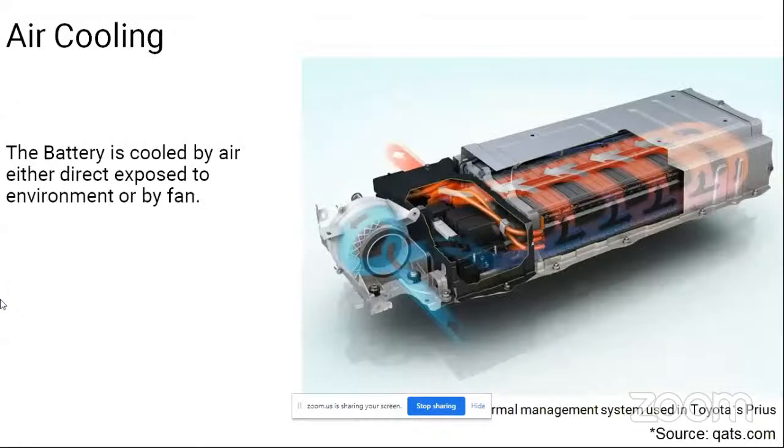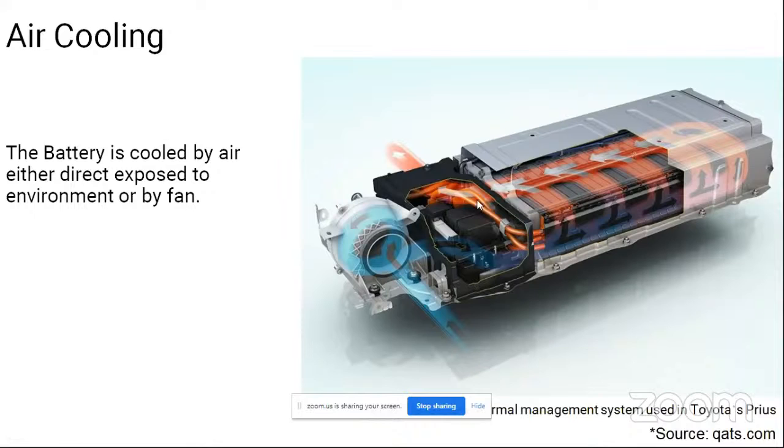So, air cooling. In air cooling, the battery is cooled by air, either by direct exposure to the environment or by a fan. Here you can see there is a huge battery pack, and a huge fan which is blowing the air inside, and you can see this blue line. This blue line is cold air, and when it goes into the battery pack, it takes the heat from the battery pack and gets warm. And this red line is hot air coming out. This is the way air cooling works.